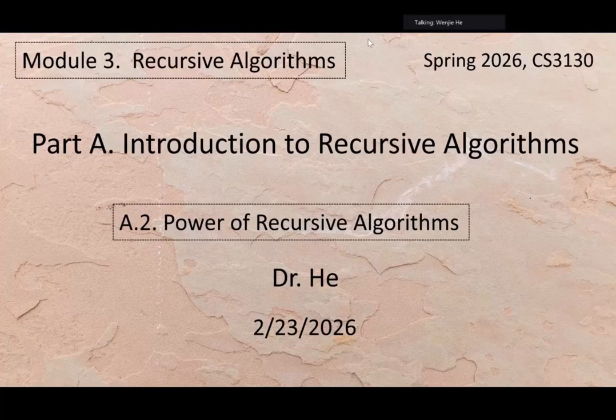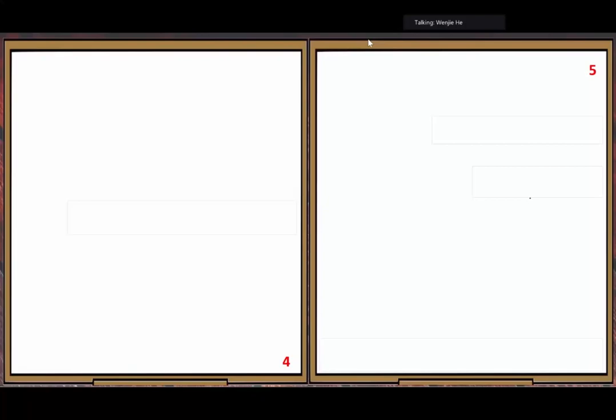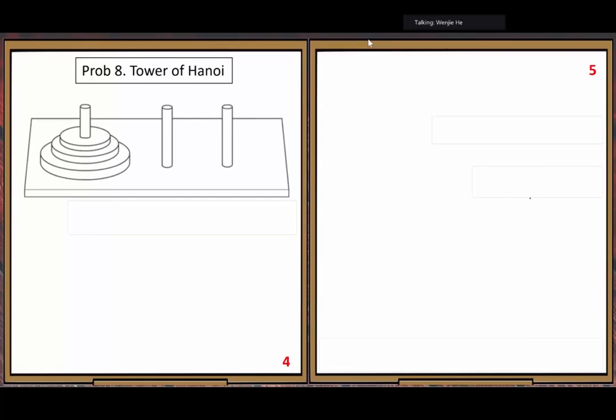How to see the power of recursive algorithm. Here we use one example. So this example, I think most of you saw before. Tower of Hanoi problem, the puzzle problem. So this time we will use recursion to solve this problem. All right.